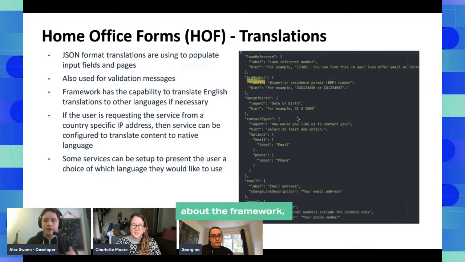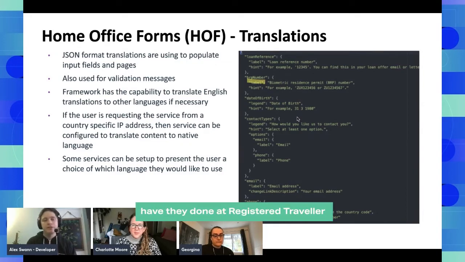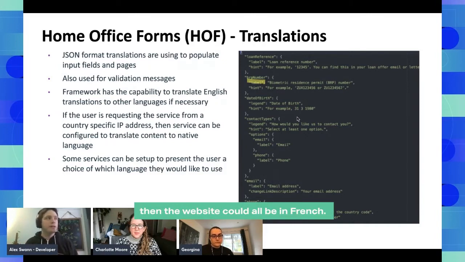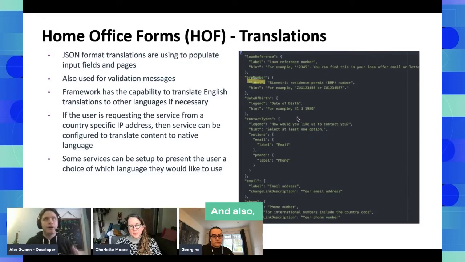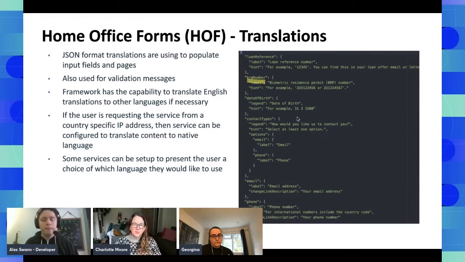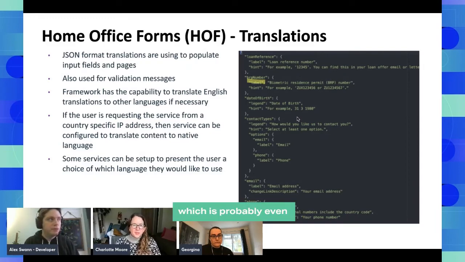What's also nice about the framework, which I haven't had much experience with yet, but I think they might have done it in Registered Traveller, is you can configure it to be multilingual or accommodate multiple languages. So I think if someone is coming from a public IP address that's maybe from France, then the website could all be in French. And also, I think there have been other examples where it's given the user a choice what language the site should be in, which is probably even more helpful than just where the computer is.